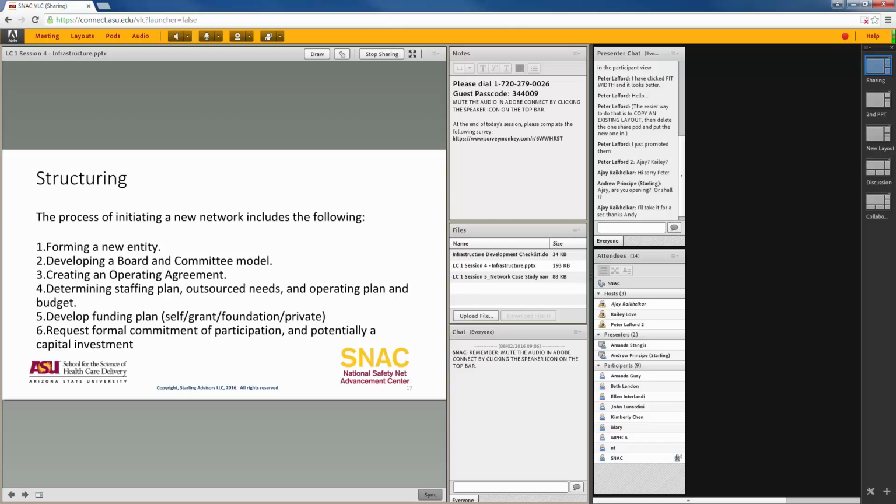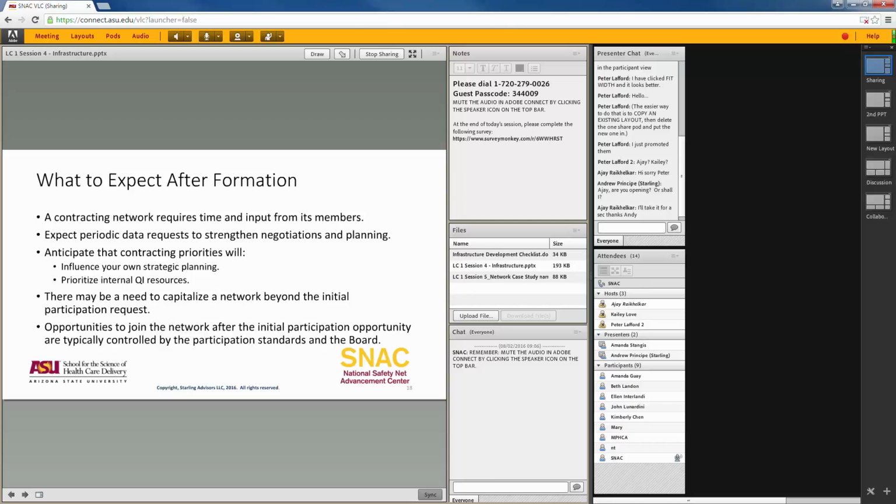We've talked a lot about the structuring aspects. I'm not going to spend a lot more time here, but most organizations do go through the process of putting some type of entity together, developing a board and committee model, creating an operating agreement, figuring out how they're going to staff or not staff, and really rely on human resource contributions from its participating members, how it's going to fund, and then requesting that its members make some type of formal commitment and potentially an investment. That's skin in the game that I talked about earlier.